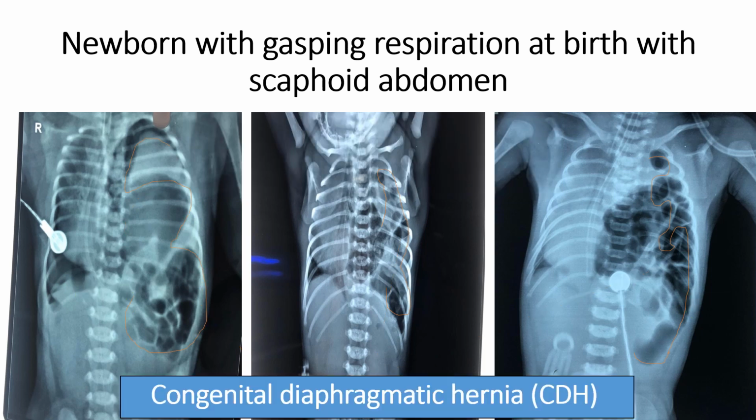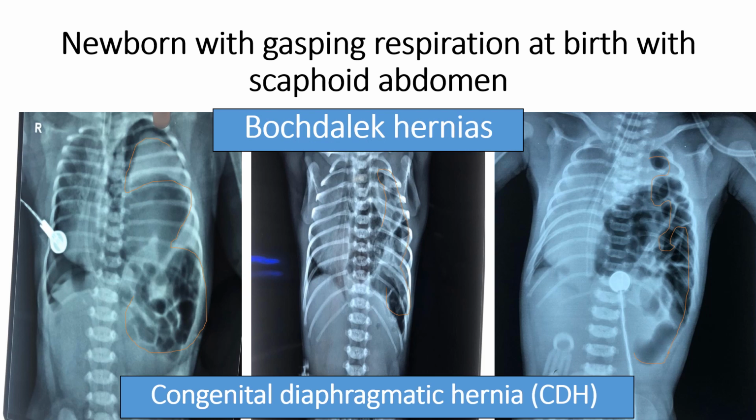And the diagnosis is congenital diaphragmatic hernia, Bochdalek hernia. Whenever this hernia is present, the newborn will have respiratory problems, the abdomen will be scaphoid, and the patient will remain in shock. The treatment for this condition is surgical management. The prognosis will depend on the pulmonary hypoplasia which is associated with Bochdalek hernia. And Bochdalek hernia is always present on the left side.